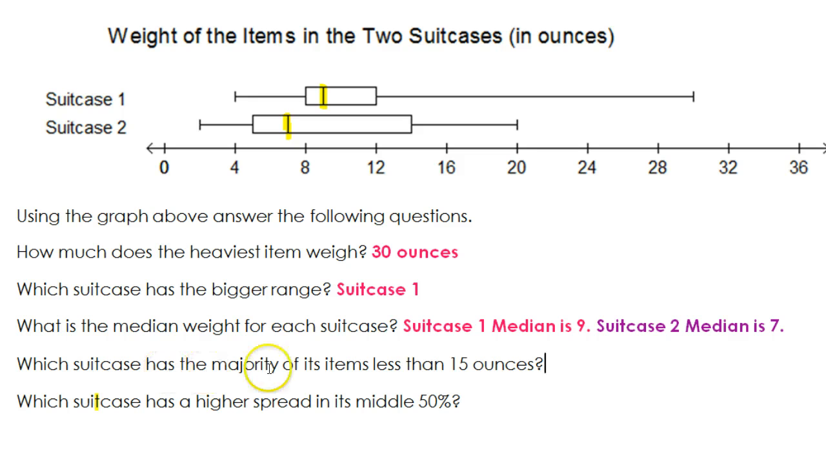Which suitcase has the majority of its items less than 15 ounces? Well, that's sort of a trick question because both of these suitcases have a majority of items less than 15 ounces. Each part of this diagram represents 25%, a quarter of the items. So we have a fourth of the items here, a fourth here, and a fourth here. Let me try that again. That's a fourth of the items, and this entire whisker is another quarter of the items.